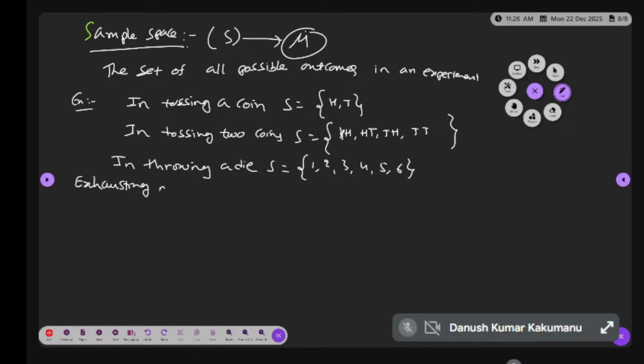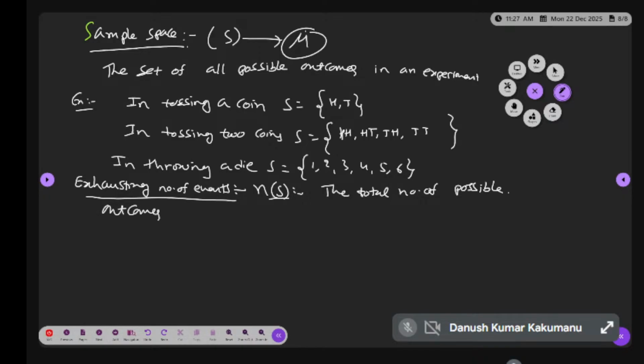Exhaustive number of events. It is represented as N of S. Anybody want the exhaustive number of events definition? All possible outcomes. The total number of possible outcomes. N means the number of events in the sample space. The total number of possible outcomes in an experiment.